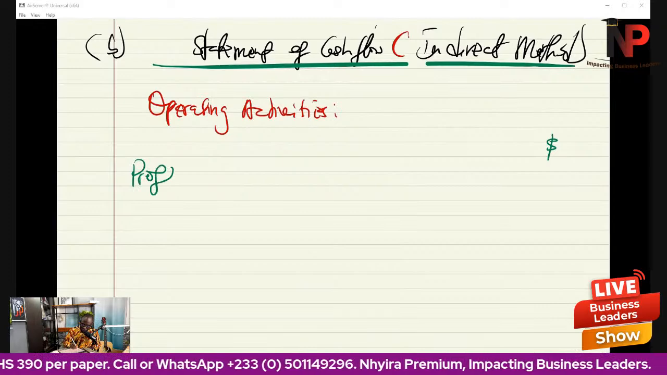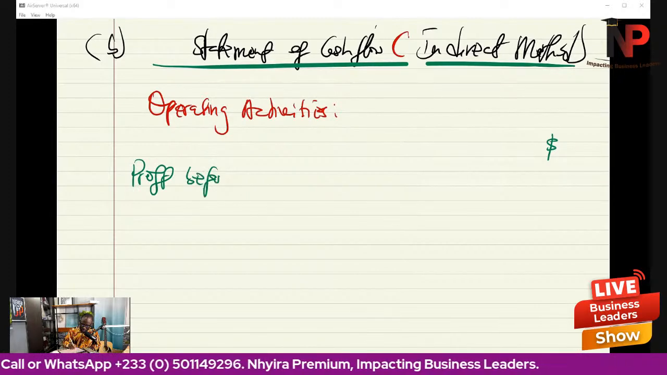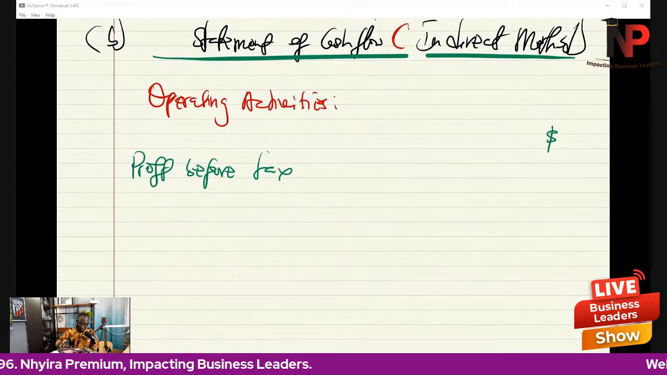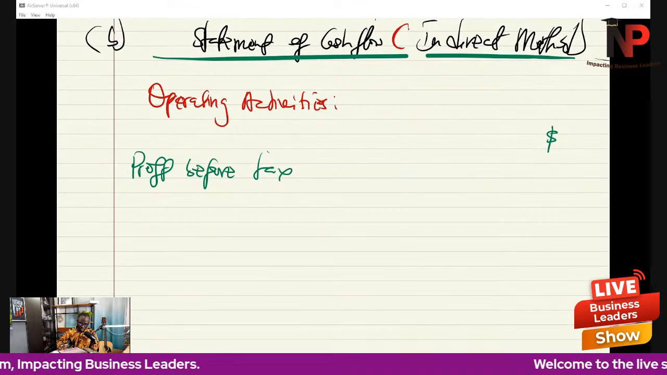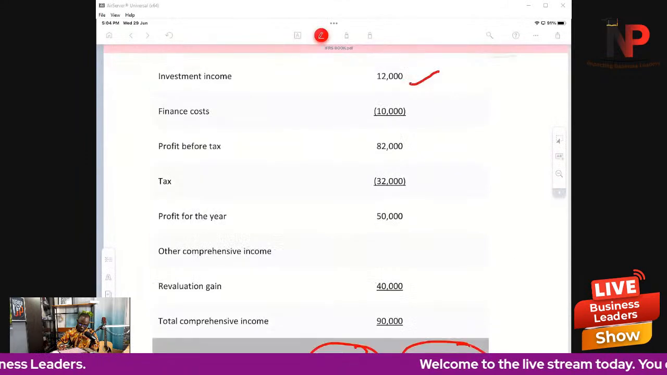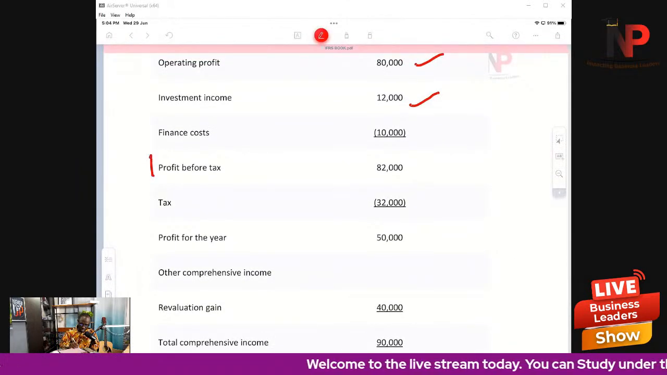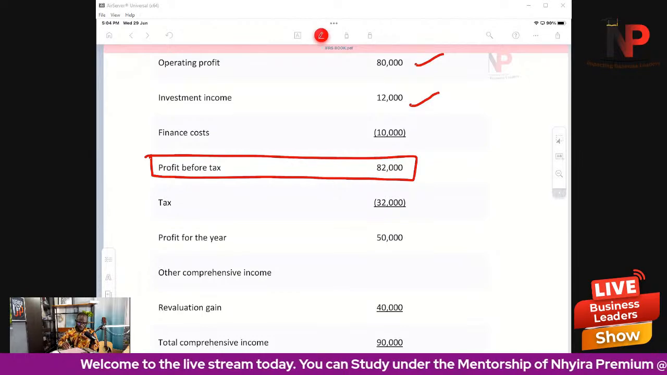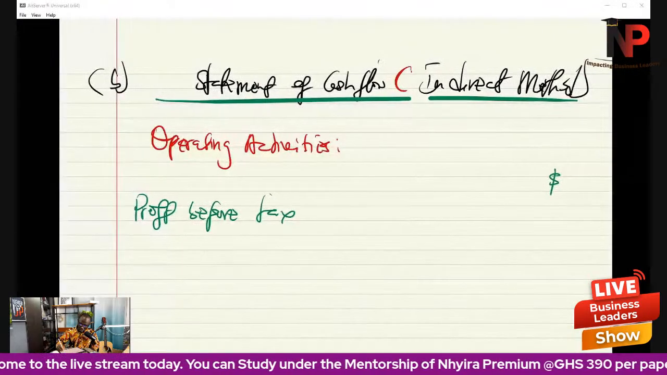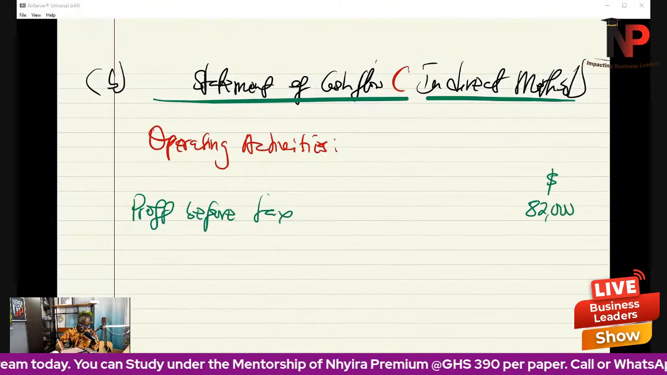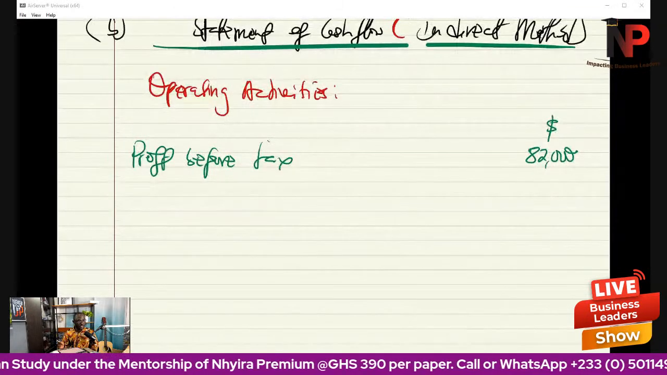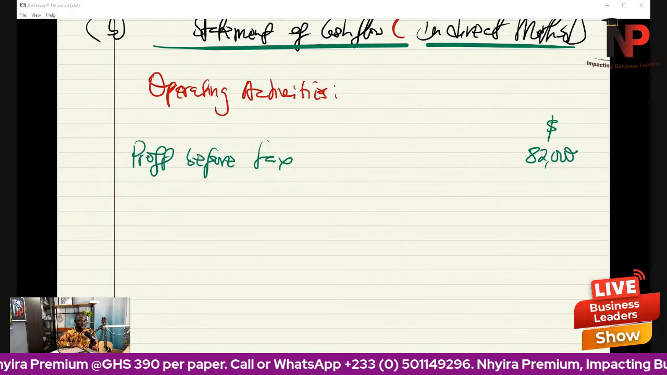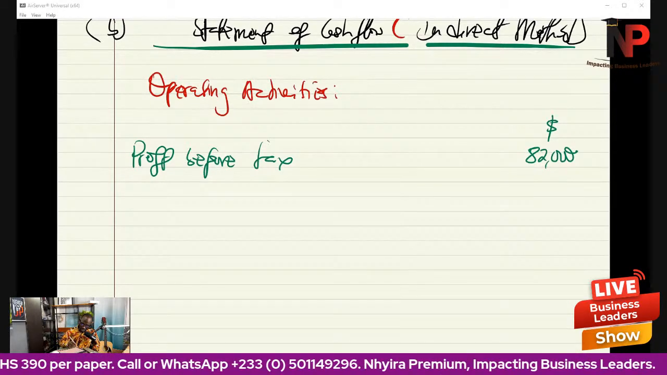So profit before tax. You go to the statement of profit or loss and pick your profit before tax. So our profit before tax is here. That is $82,000. So we bring that up, 82,000. Then we're going to bring in the various adjustments to the P&L account.